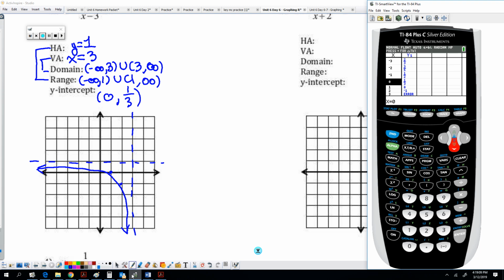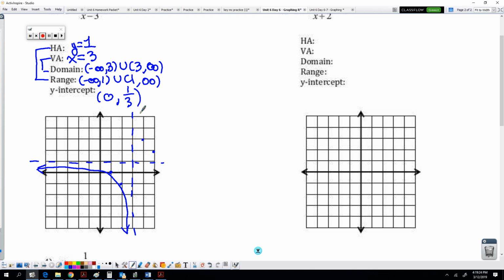And now let's see, do I have nice other pretty points on the other side? When you see an error, that's most likely going to be your vertical asymptote right there. Yay, we graphed it. Cool. All right, next one.